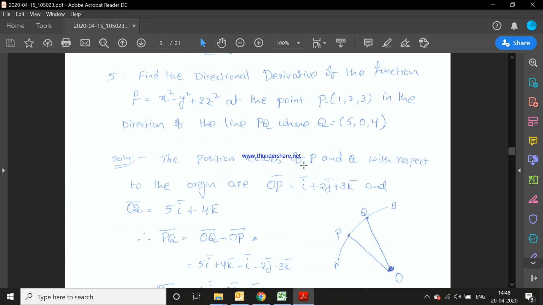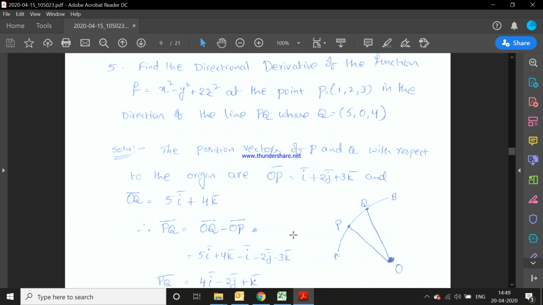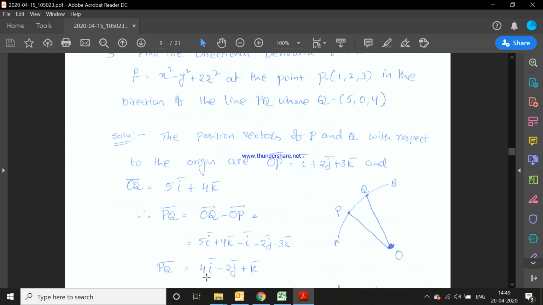The position vectors of P and Q with respect to the origin. So these two are called position vectors. OP bar and OQ bar are the position vectors of P and Q. Finally, we can write PQ bar is equal to OQ bar minus OP bar. So we get 5I bar plus 4K bar minus I bar minus 2J bar minus 3K bar. We get PQ bar is equal to 4I bar minus 2J bar plus K bar.